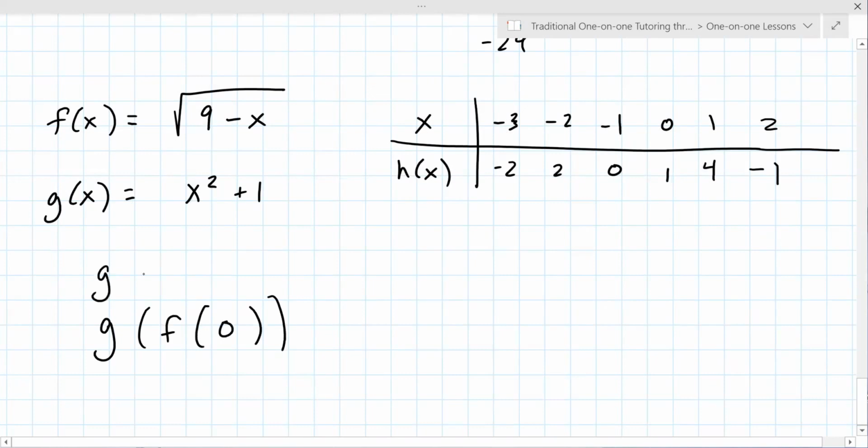And sometimes this is written this way. It's g bubble f of 0. And that bubble, it's not multiply. I am saying the word bubble. Hopefully it looks like a bubble, like that. So which do you do first? The outside or the inside? The inside. So you got to figure out what is f of 0.